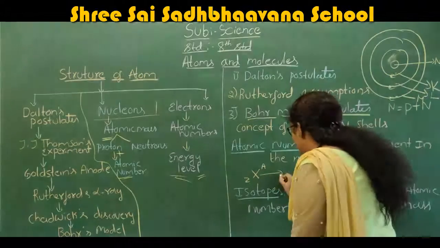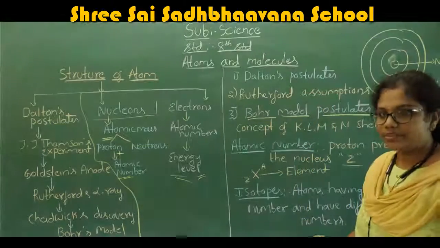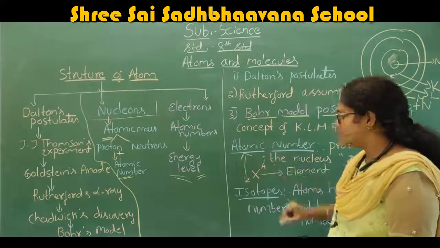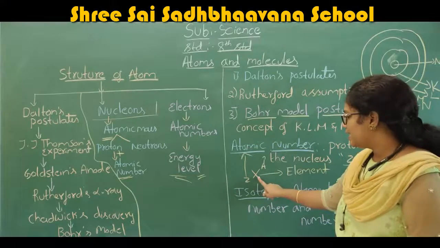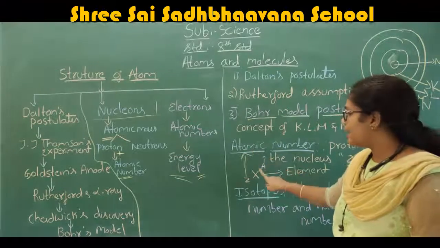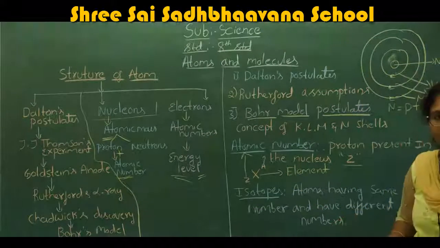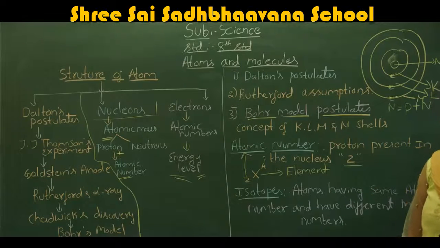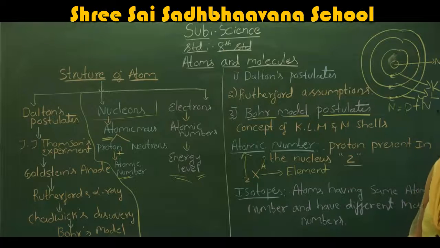Here X is considered as the element, and Z, you know, is the atomic number. Then what does A indicate? A indicates the mass number. X is the element, Z is the atomic number, and A is the mass number. Understood? Therefore, the atomic number is defined as the number of protons present in the nucleus, and it is represented by Z.